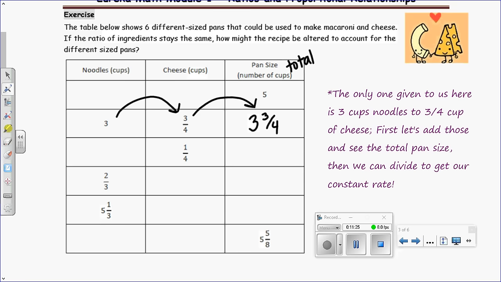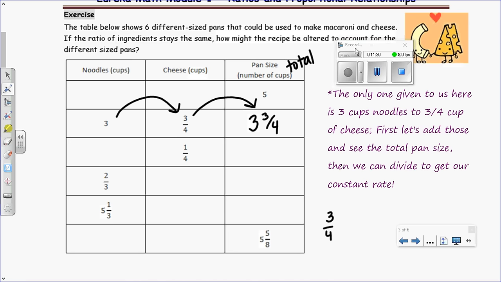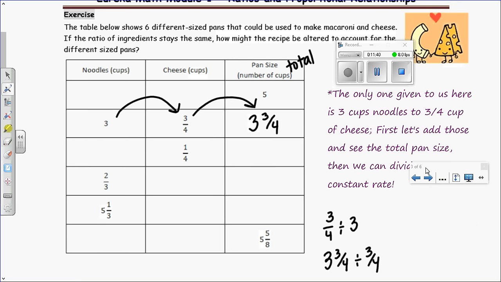I want you to pause this and divide. This is going to look a little weird because the first thing you're going to do is 3/4 divided by 3. And then the next one you're going to do is 3 3/4 divided by 3/4. So the first answer you're going to get is because we want to know how did we go from the noodles to the cheese. So go ahead and do 3/4 divided by 3. Okay, hopefully you got 1/4 because from the noodles to the cheese, we're actually taking 1/4.